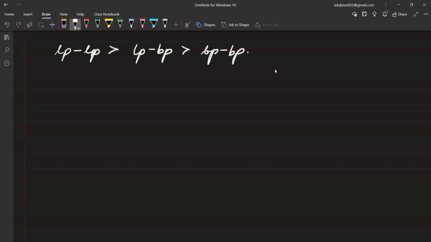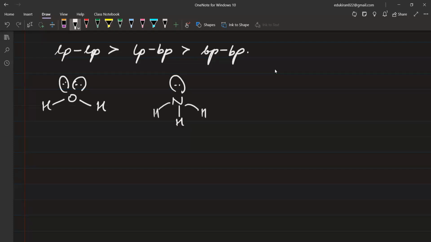So if I draw the H2O molecule, it will be H, oxygen, and H, and it will be having 2 lone pairs, right? Yes, sir. And what about ammonia? Nitrogen will have one lone pair and 3 hydrogens. Now please see that this lone pair will be repelling this bond pair. This lone pair will be also repelling this bond pair. And there will be a large repulsion between these two lone pairs also.